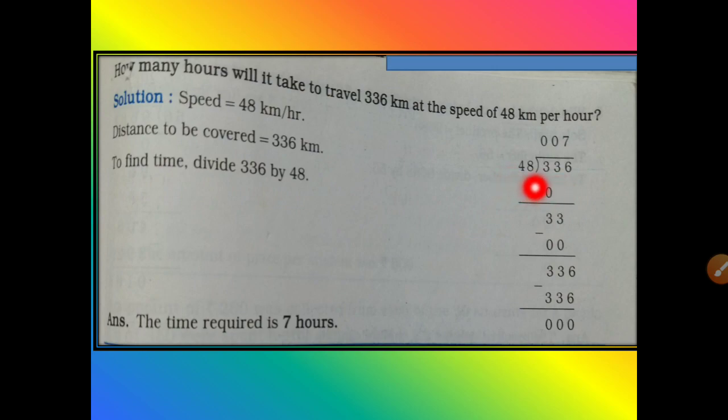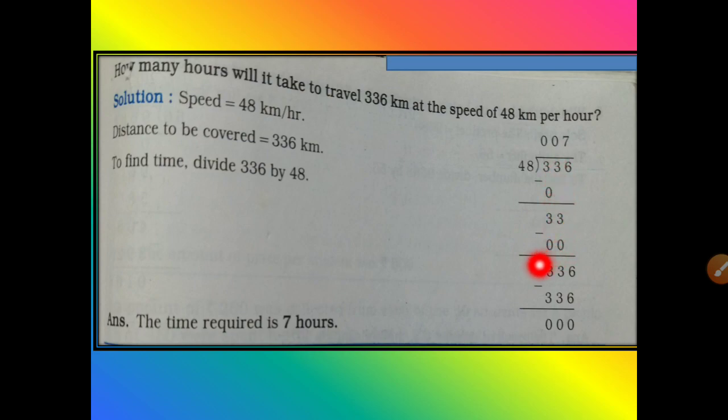See the first number 3. 3 is smaller than 48. So we will write 48 zeros are 0. 3 minus 0, 3. Copy next number, that is 3. This is 33. Again this is smaller than 48, so we will write 0. 48 zeros are 0. 3 minus 0, 3. Copy the last number, that is 6.